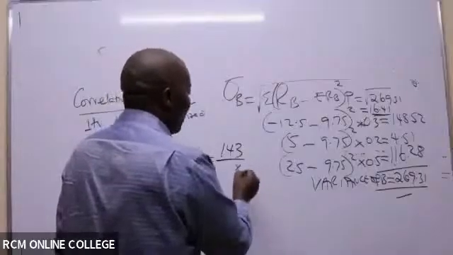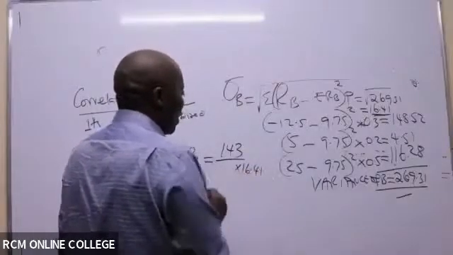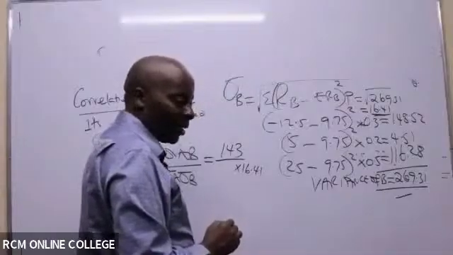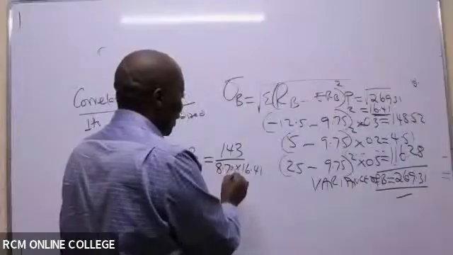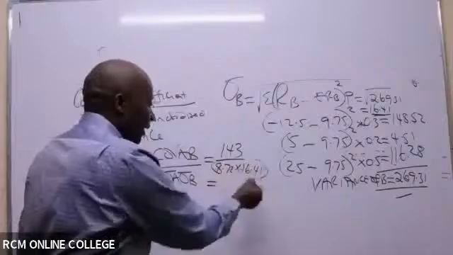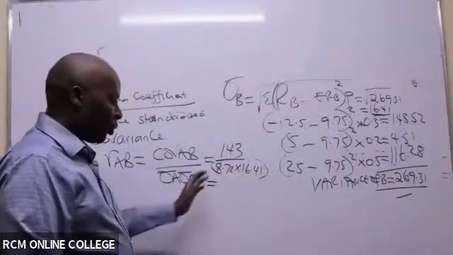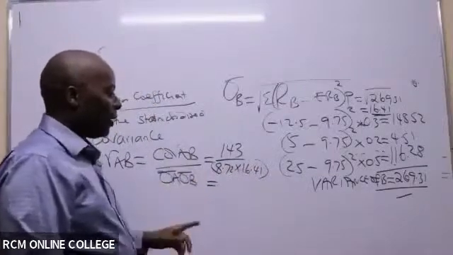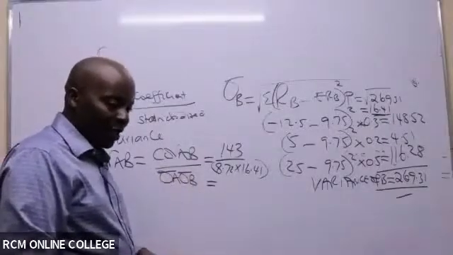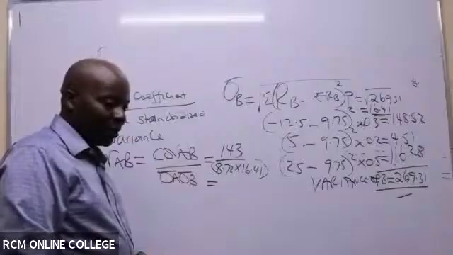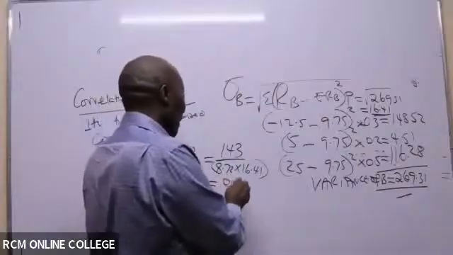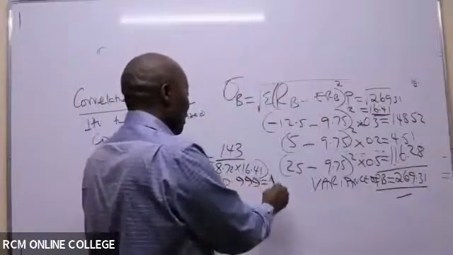At least I know for B it is 16.41. For A, how much was it? 8.72, like that. So please go ahead and give me 143 divided by, open brackets for the denominator, 8.72 times 16.41. And then you give me an answer: 0.999, which is the same as 1.